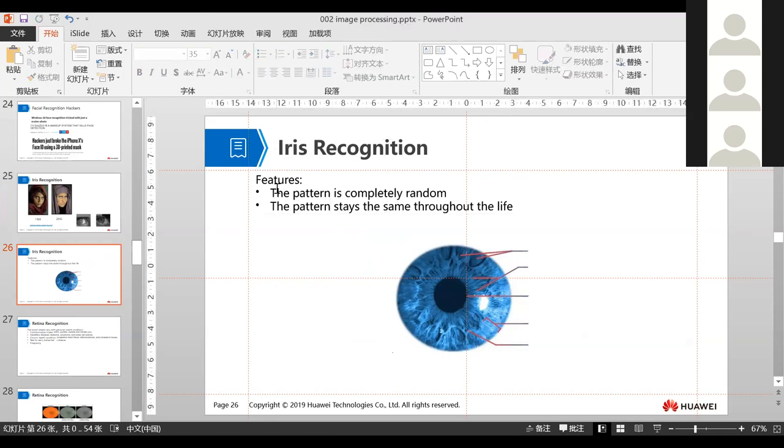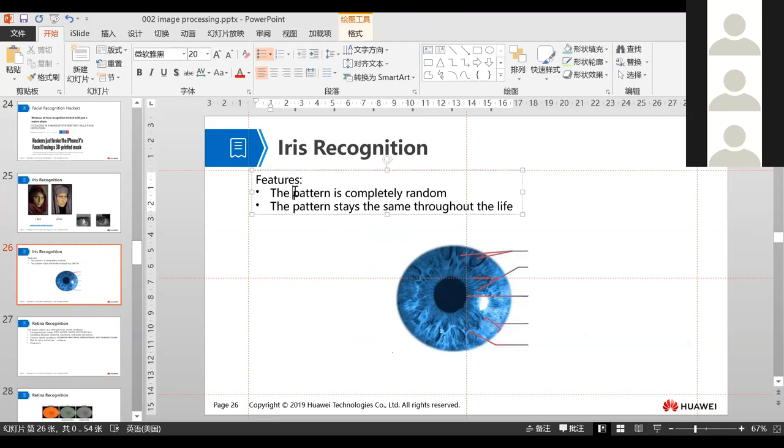The feature of a person's iris is that the pattern on our iris is completely random, which means everyone's pattern in their iris is unique. And the second feature is that the pattern of our iris stays the same throughout our entire life. So it will never change and it's unique. So that's the reason why we can use iris recognition, and it's much safer compared to face recognition.